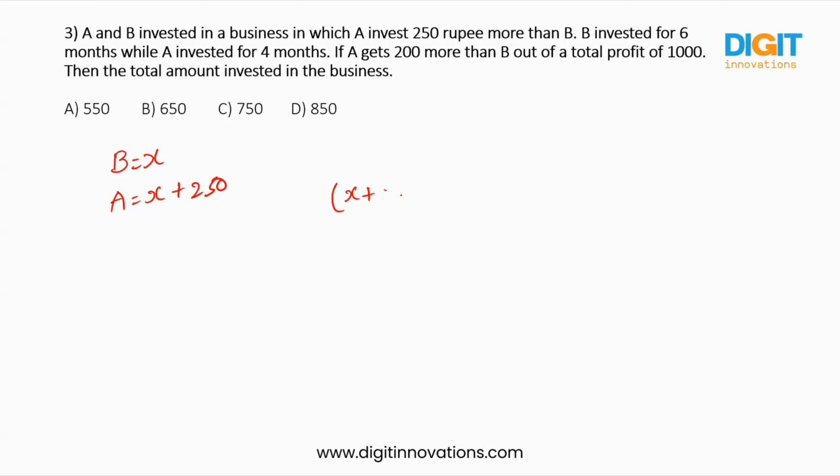So X part is, this is the investment. He invested for 4 months. B invested for 6 months, 6 into X, 6x. Okay, it is 4x plus, which is 250. Sorry, 4 into X plus 250. I'll write it in this way only. Let us keep it that way. Next, there is no further simplification. We can't do anything here.